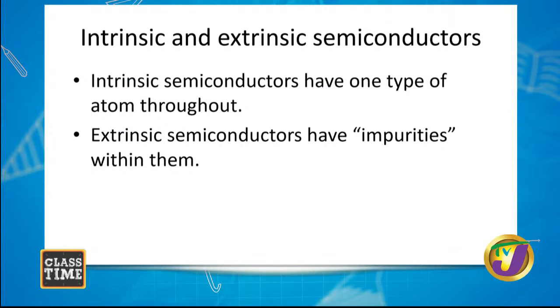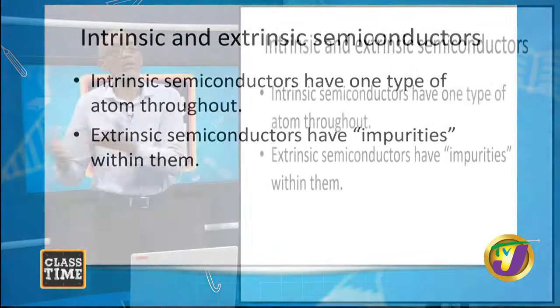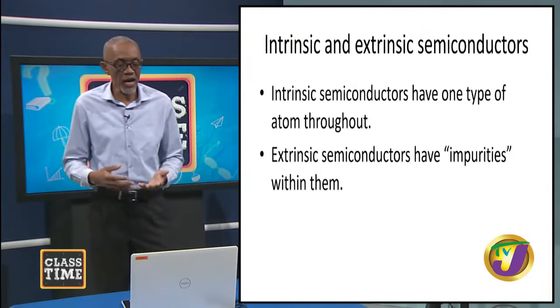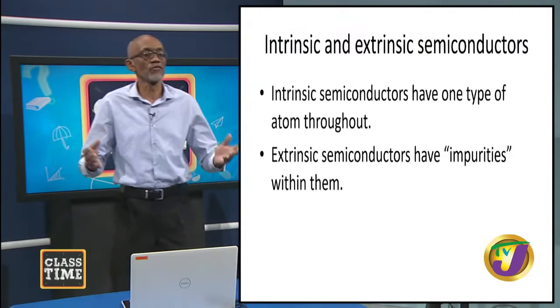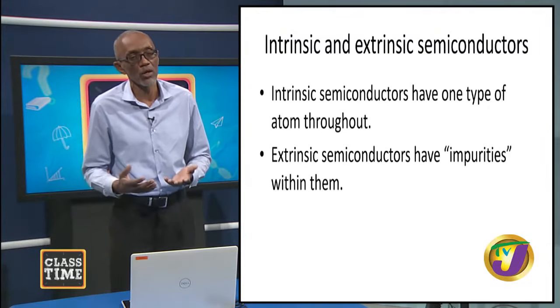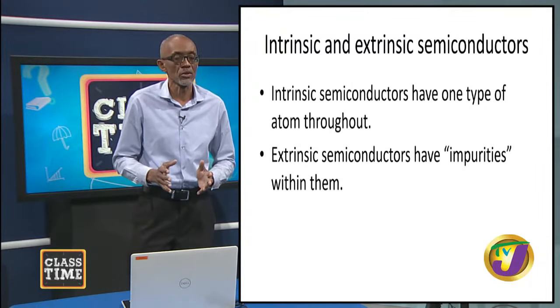We look at what are called intrinsic and extrinsic semiconductors. Those are just terms. Remember, we said that if you have a pure semiconductor, say silicon, without any impurities, we call that an intrinsic semiconductor. So this is an intrinsic semiconductor, they have one type of atom throughout. If you were to go to any part of an intrinsic semiconductor, you will find the same atoms.